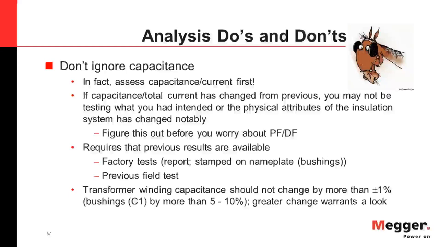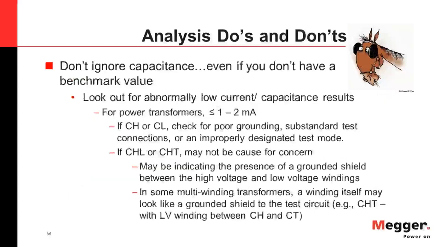So for example, for a power transformer, something that sticks out to you would be a current in the order of 1 to 2 milliamps. That would look really odd for a power transformer. Now, this occurs for CH or CL. The likely culprits to check for would be poor grounding, a bad test connection, or an improperly designated test mode. And if this occurs for CHL or CHT, it may not be cause for concern.